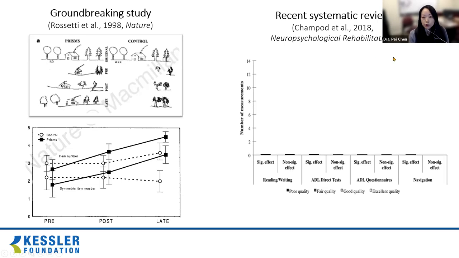So here I'm just going to show you systematic review results. This group from Canada published this study. They looked at the literature, at the studies using so-called functional assessment as outcome measures for prism adaptation, either reading and writing as a functional task, ADL, activity of daily living, direct tests, or ADL questionnaires where we ask the patient directly, self-report, or navigation tasks.